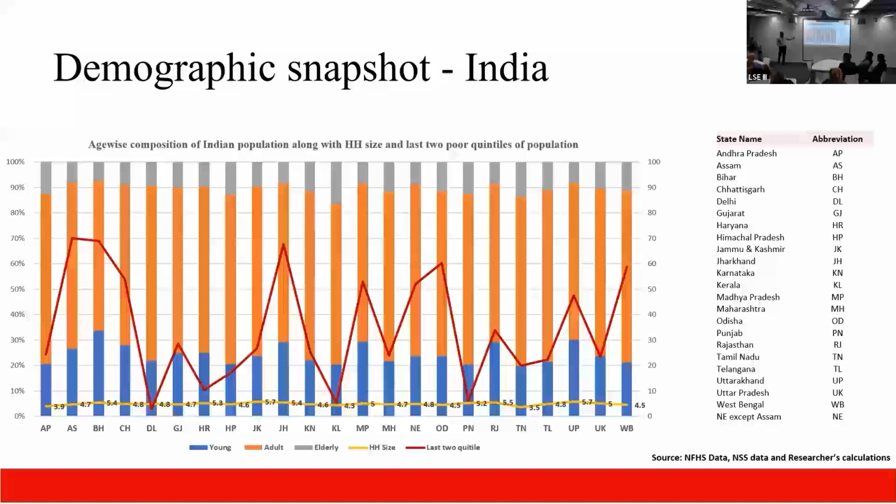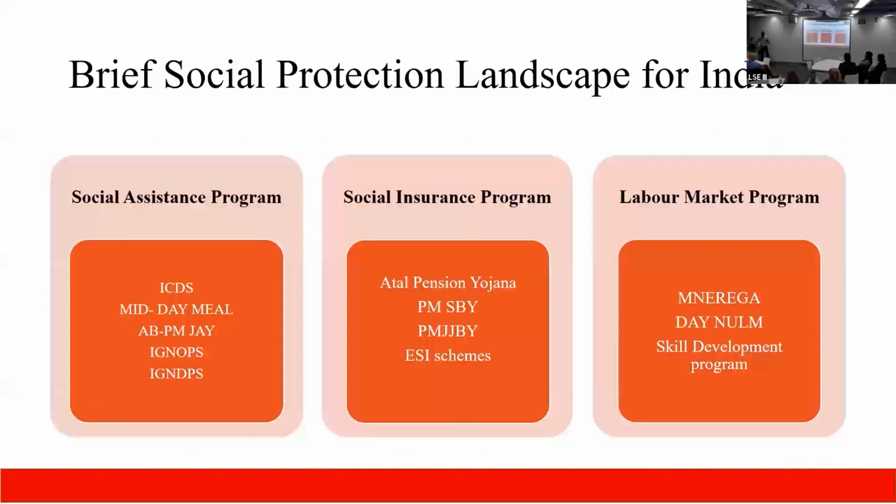So this is just a snapshot about the demography that India now has. And just to throw some light on the social protection landscape for India. We have many social protection programs, which can be classified as social assistance programs, social insurance, and labor market programs. And these are a few schemes like the Integrated Child Development Scheme, Mid-Day Meal, IGNOAPS, and all these schemes, which are part of the social assistance program.